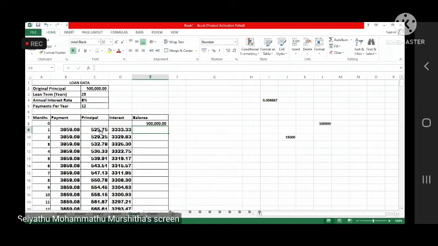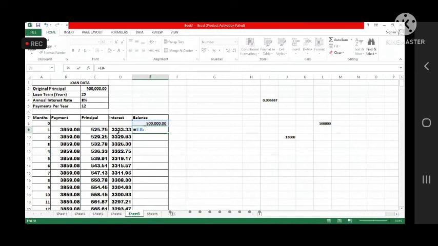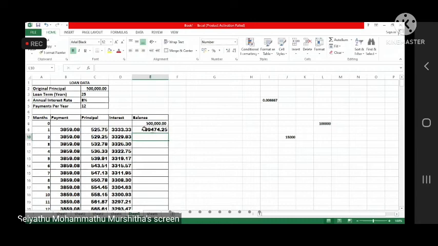First month we have paid 3,859.08. Where only the principal amount is 525.75, but 3,333.33 is interest. So from the loan amount, we have to minus only the principal. The interest is what we have paid extra on the loan. So here we put equal this one minus the principal amount.